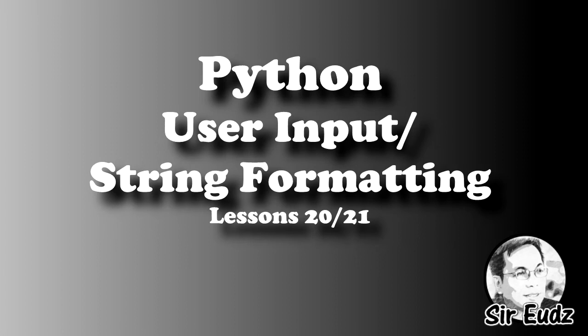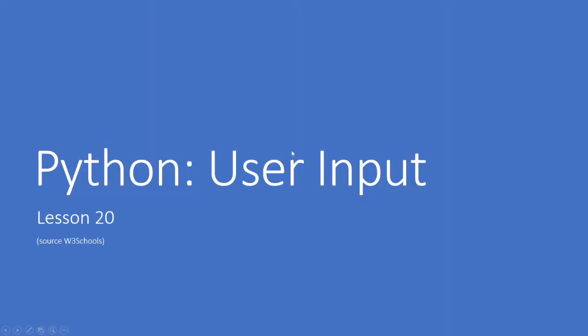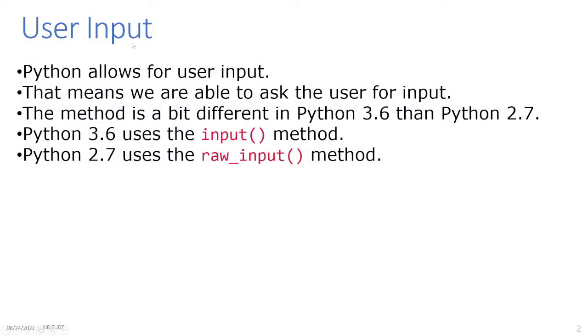Python user input. Python allows for user input. That means that we are able to ask the user for input. The method is a bit different in Python 3.6 than Python 2.7. Python 3.6 uses the input method, and Python 2.7 uses the raw_input method. Since we're using a later version of Python, I'm going to make use of the input method.